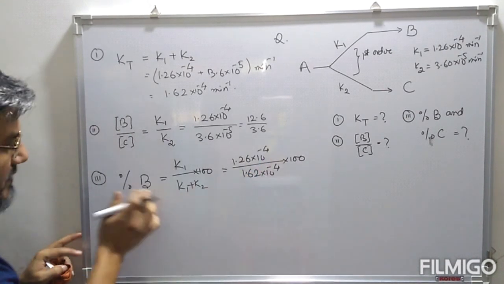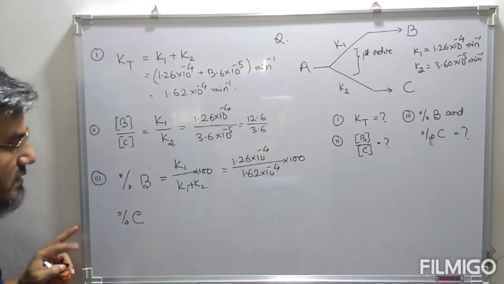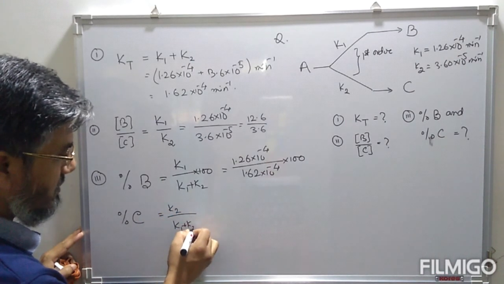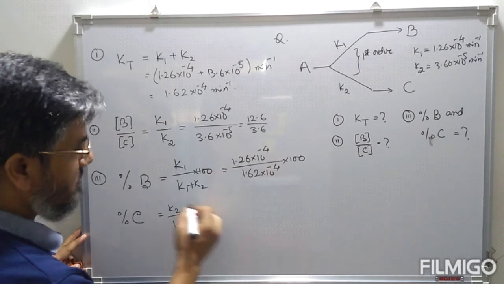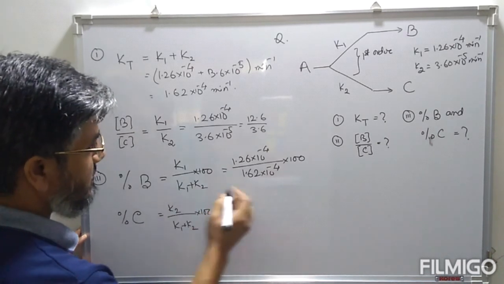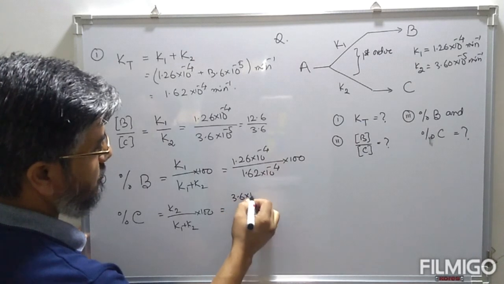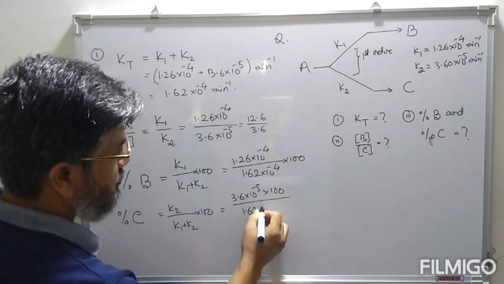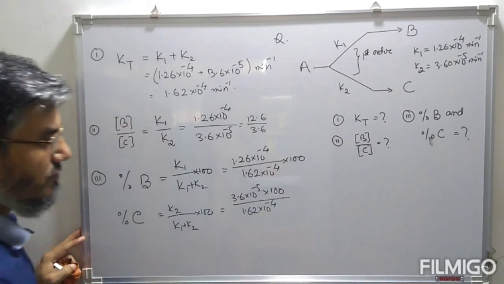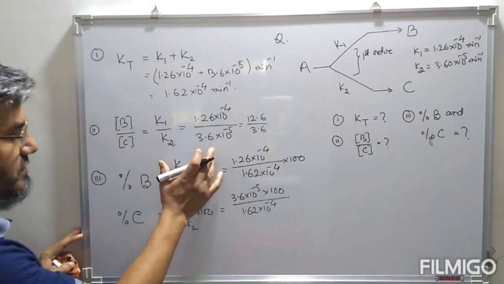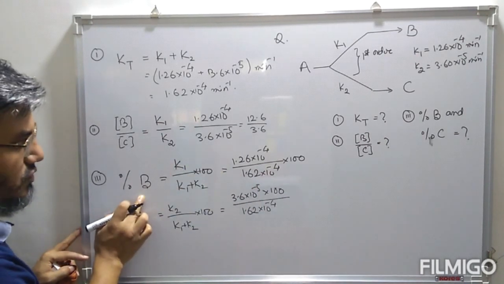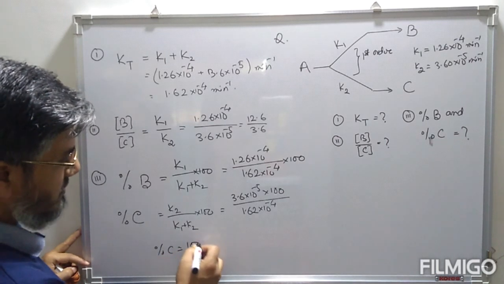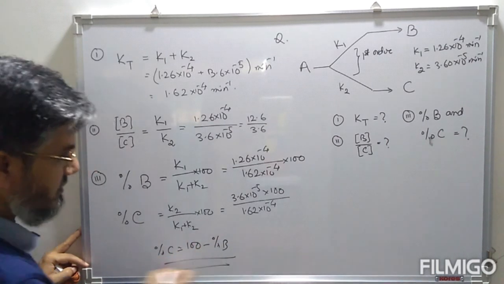Similarly, the percentage of C is K2 by K1 plus K2 into 100. So K2 is 3.6 into 10 to the power minus 5 into 100 divided by 1.62 into 10 to the power minus 4. This is the percentage of C, and that is the percentage of B. Once we define the percentage of B, we can simply define the percentage of C as 100 minus the percentage of B. This will also give you the same.